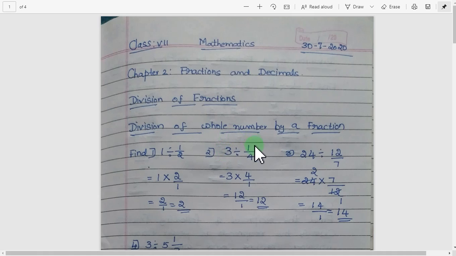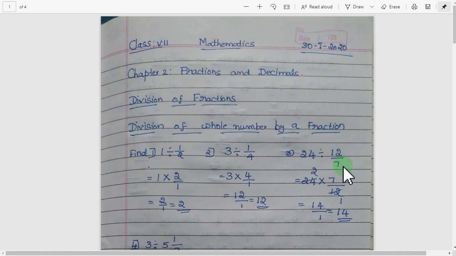Next example, 3 divided by 1 by 4. 3 is a whole number, 1 by 4 is a fraction. Converting division into multiplication, the reciprocal of 1 by 4 is 4 by 1. Again division is not possible, so multiply numerator into numerator and denominator into denominator. 12 by 1 is 12.